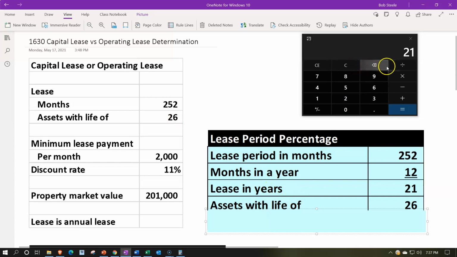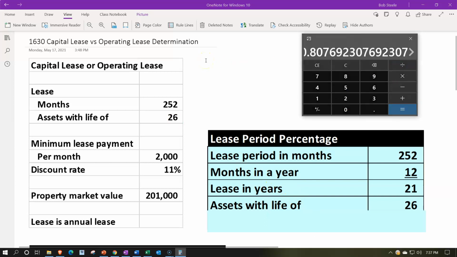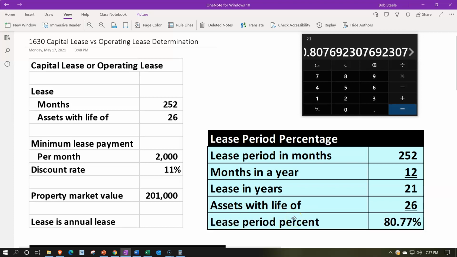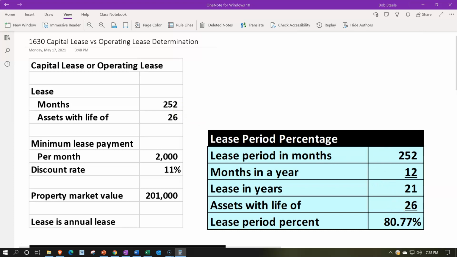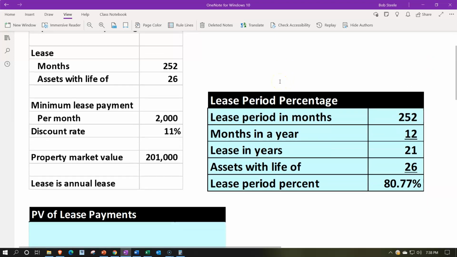So if I take the 21 years divided by the 26 to compare, we have 80%. We've leased it for basically 80% of the useful life if we're committing to the 252 months, which is 21 years compared to the 26 years. So again, we have it for a substantial amount of the useful life there. And that's going to be one test, of course, to see whether you think it looks more like a purchase, even though in substance it's going to be a lease.